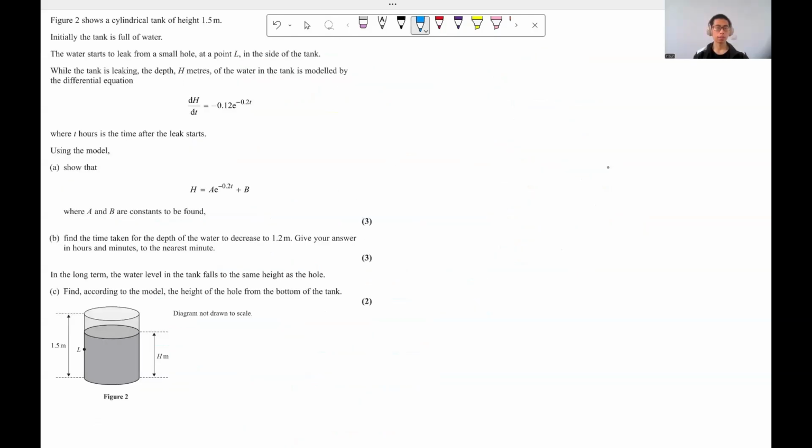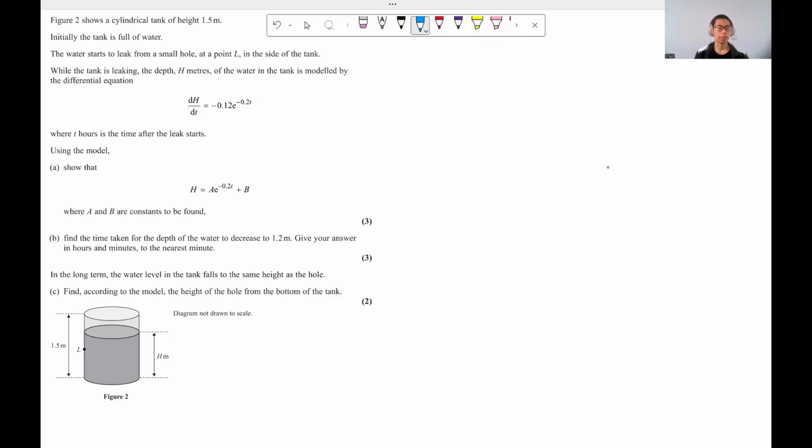Let's have a look at question 7. Figure 2 shows a cylindrical tank of height 1.5 meters. Initially, the tank is full of water, so the water starts to leak from a small hole at a point L in the side of the tank. So, which is point L here.